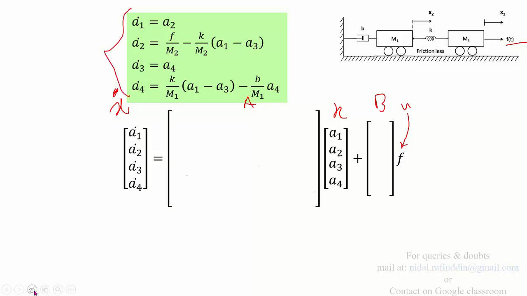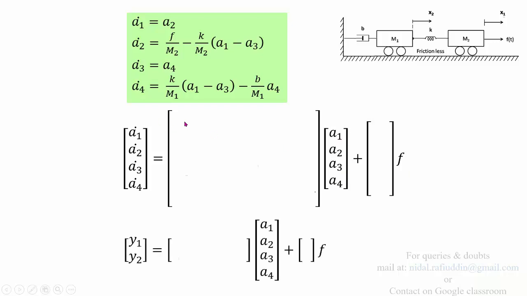So looking at the first equation, a1 dot is equal to a2. So a1 dot should be equal to a2, and you don't have any expression for a1, a3, a4 as well as f, and thus you are going to populate this as 0 multiplied by a1, 1 multiplied by a2, since you have a1 dot equal to a2 and a3 is not present, thus 0, a4 is not present, again 0, and input is not present, again 0.